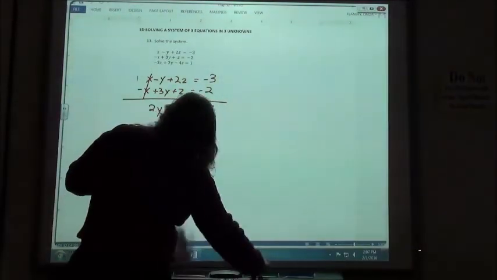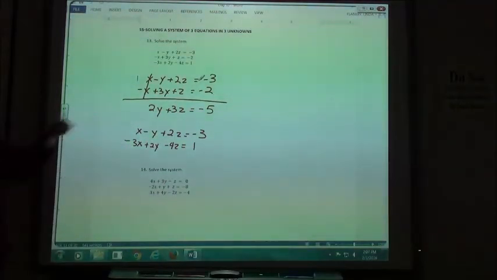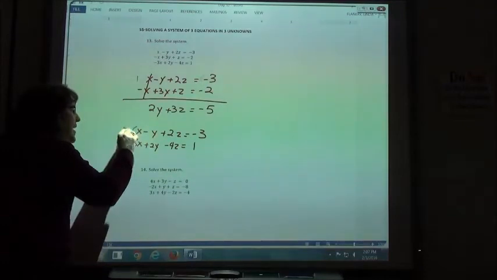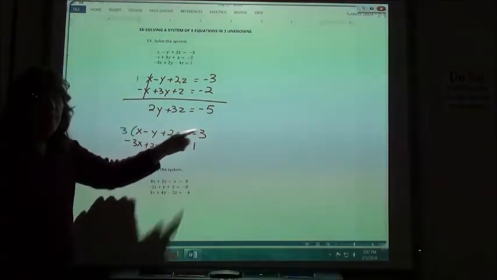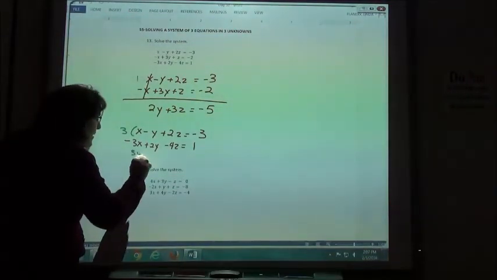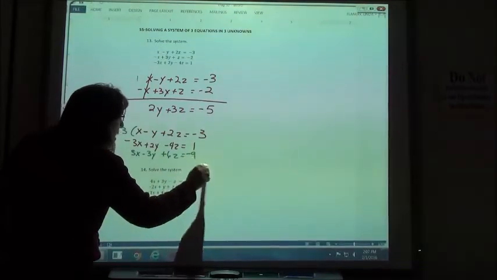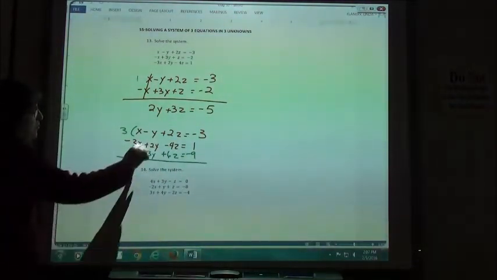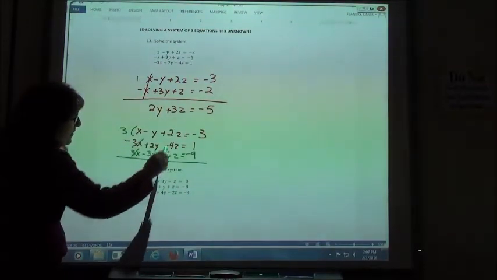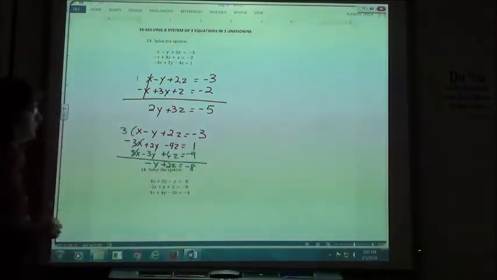What I'm going to do there is I want to eliminate the x's. So I need to make opposites. Since this has a negative 3, that has a 1, I'm going to take this times positive 3, make opposites. Everything in the top equation there times 3. So 3x minus 3y plus 6z equals negative 9. Adding those together, the x's cancel. I get negative y plus 2z equals negative 8.